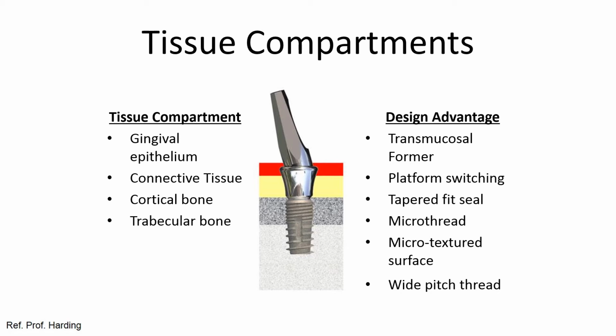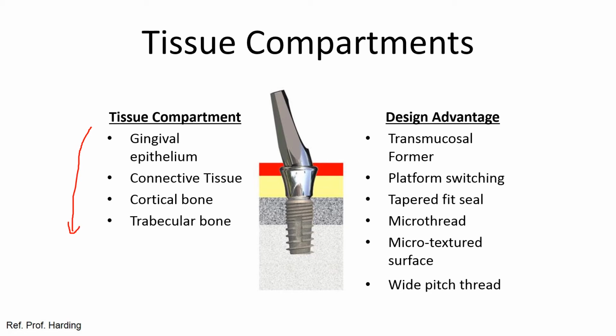If we look at the tissue components we're starting with, from the cervically moving apically, we have gingival epithelium, we have below that connective tissue, and below that we have the cortical bone or the cortical plates of the jawbone, and then this is followed by our trabecular bone. And these tissues all have their own characteristics.